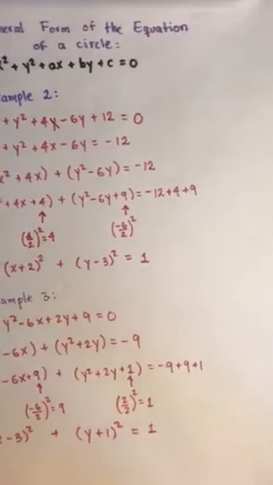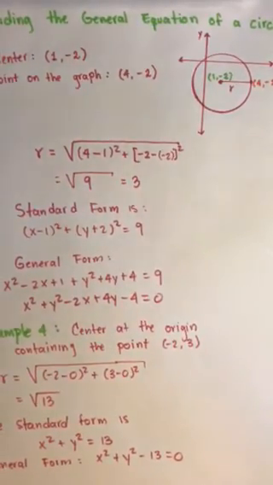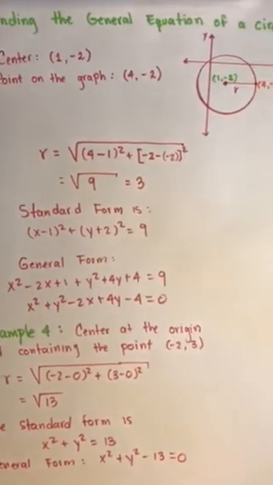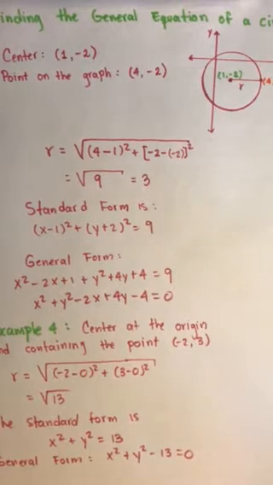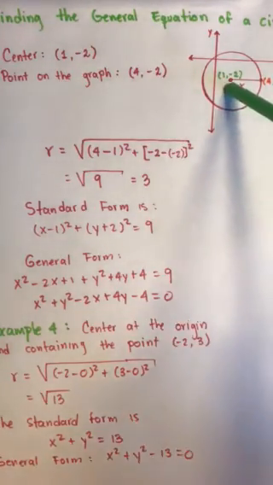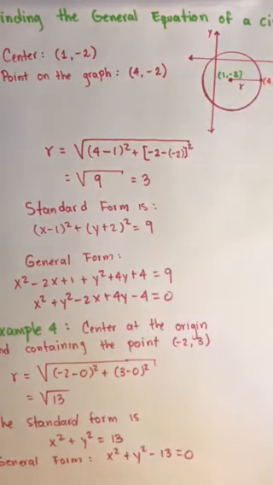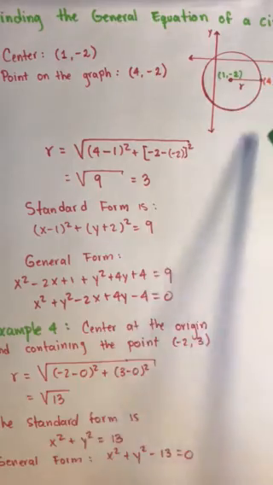So we have one more thing to cover. We have to find the general equation of a circle. Okay, in this case, we don't have an equation. We just have 2 points: the center and a point on the graph, like we have here, this center, and this point. But you don't have the equation and you don't know the radius, so we need to find the radius. And how do we do that? We find the distance between the center and that point.